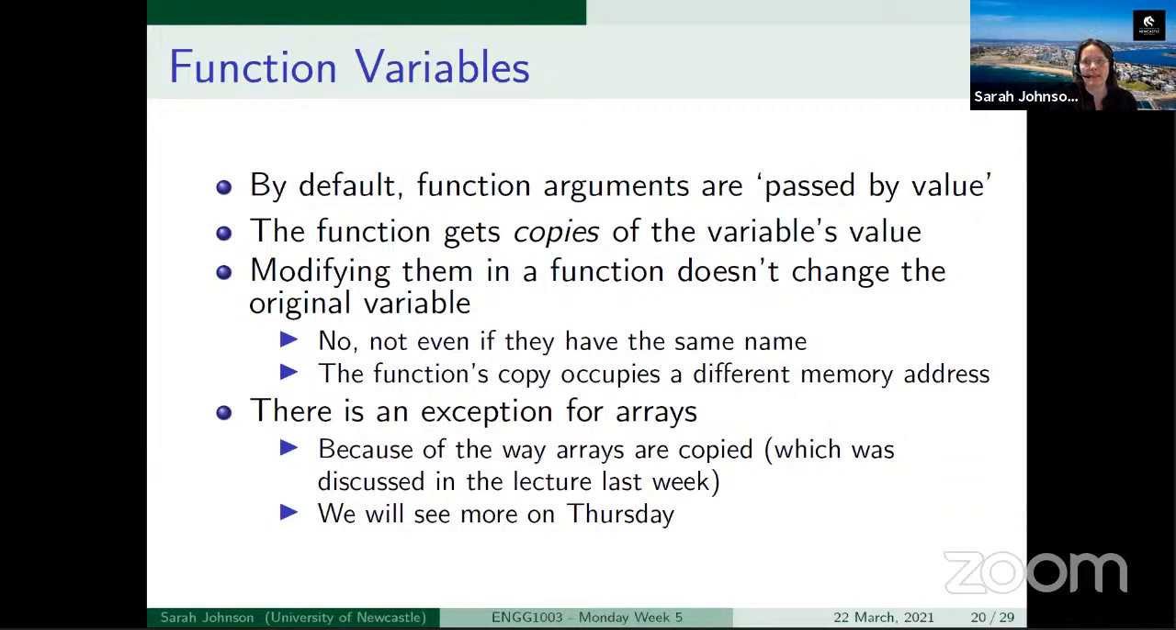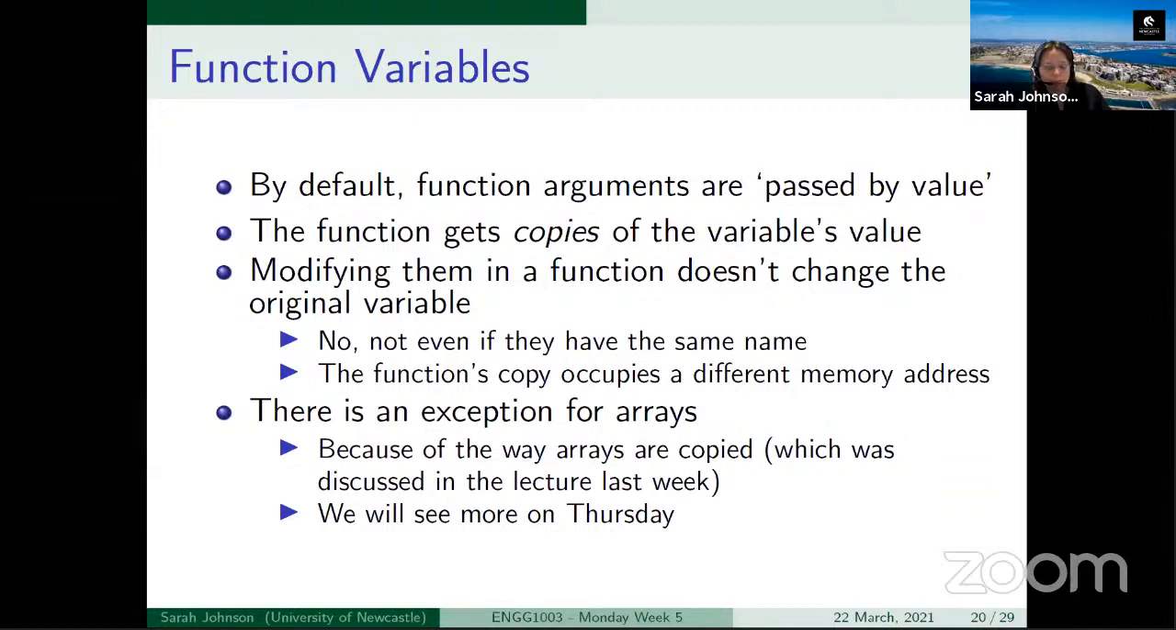You can think of it as the function gets a copy of that particular variable's value. So modifying those variable values inside the function doesn't change the original variable, not even if they have the same name. The function's copy occurs in a completely different memory address. So that's the explanation for why what happens inside a function isn't carried out to outside the function. Now, there are a few exceptions.